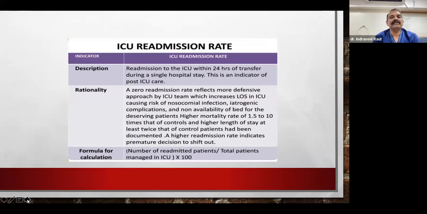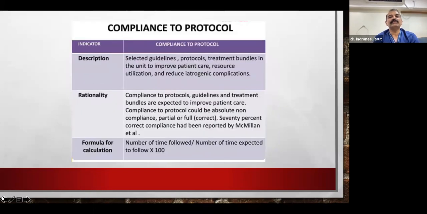Okay, just because you're talking of compliance to protocol, go back to the earlier slide, Gunadhar. Yes, compliance to protocol is another indicator. If you have protocols set for the ICU, why do you actually need to do this? Compliance to protocols, guidelines and treatment bundles is expected to improve patient care. Compliance could be absolute, non-compliance, or partial compliance. So what is the formula? Number of times followed upon number of times expected to follow.